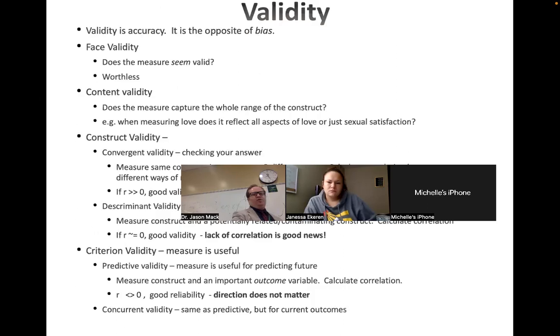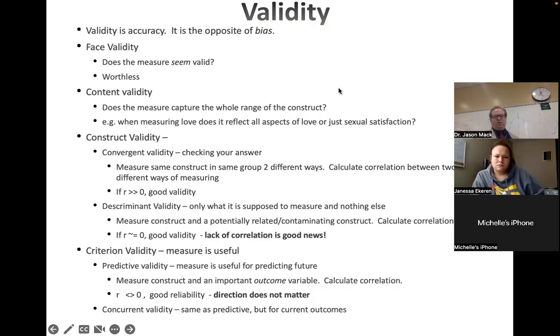We'll skip that. So validity. Does the measure seem valid? Content validity, does it cover the whole range? Criteria and validity, measure is useful. So like, is it measuring the thing correctly for validity? We got one more review slide and then we'll do some worksheets on chapter 3.